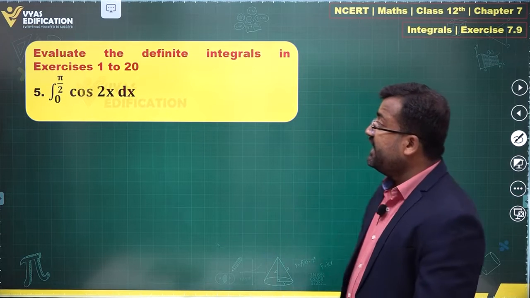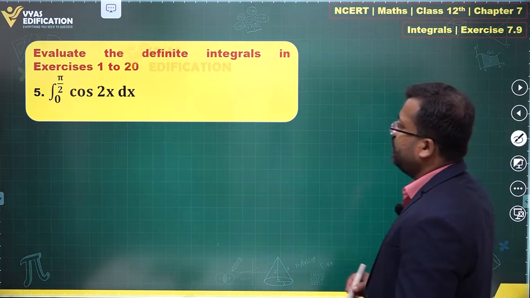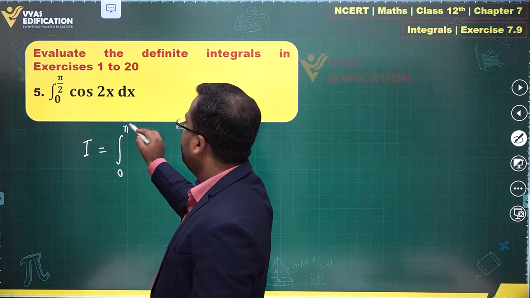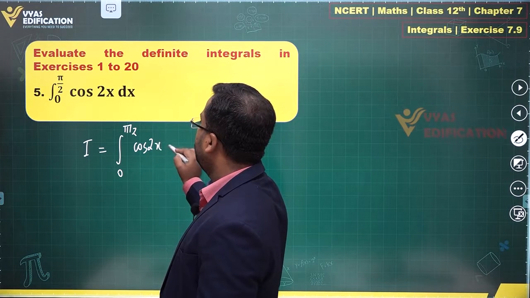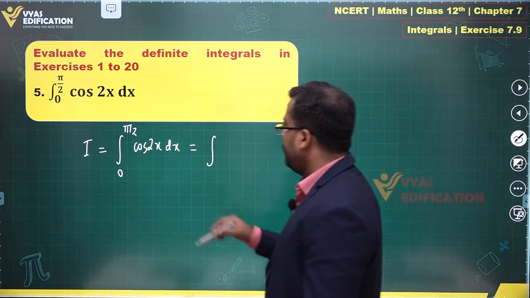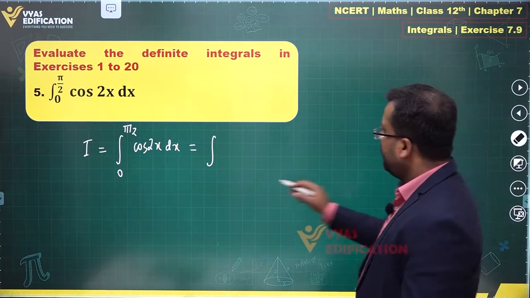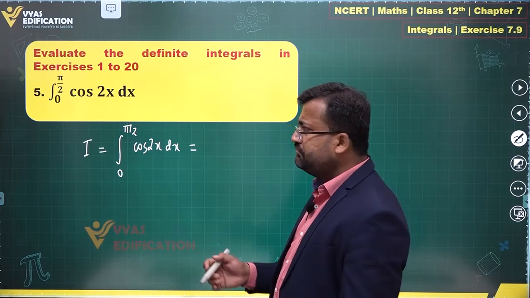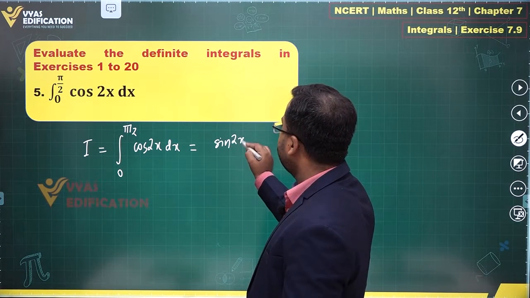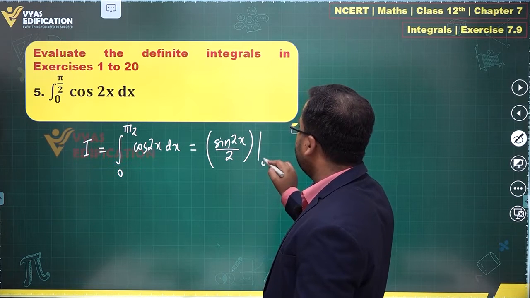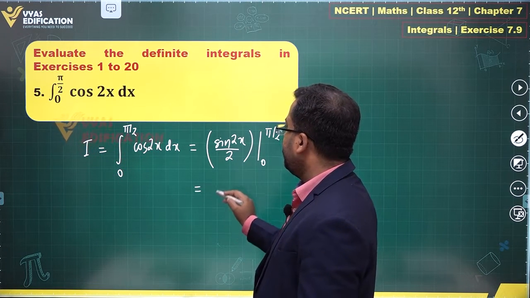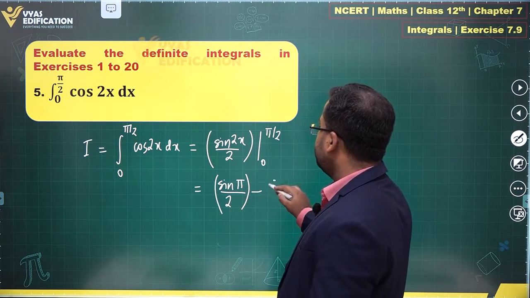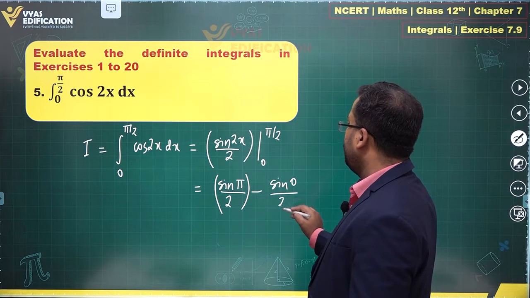In the fifth question, we have integral from 0 to pi by 2 of cos 2x. How do we integrate that? Not a difficult thing. The integral limits are no longer important if you can integrate this cos 2x. The integral of cos 2x will be equal to sin 2x by 2. Put the limits from 0 to pi by 2. And what does that give me? This is sine 2 pi by 2, which is sine pi, minus sine 0, by 2. This is what you get.